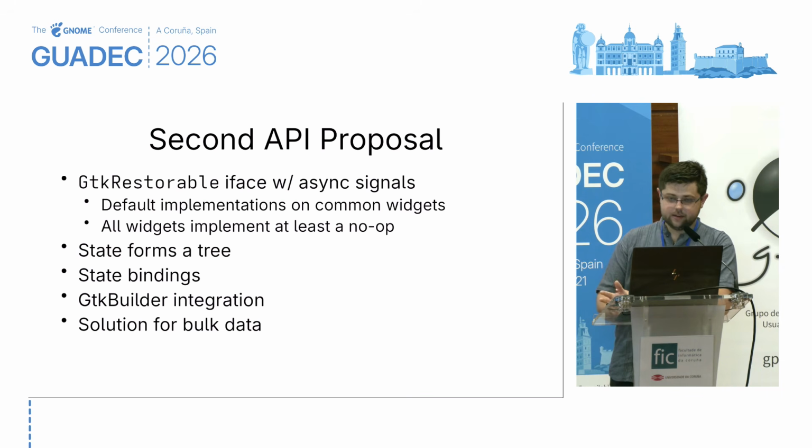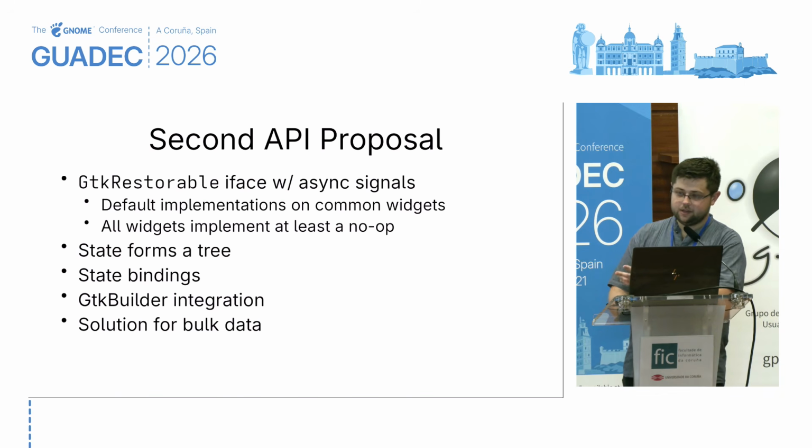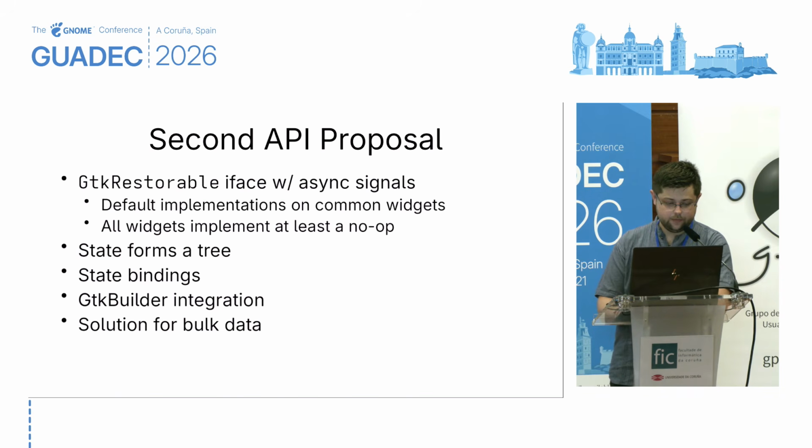We added bindings. So the idea is that you can take a GTK restorable and bind it into another one under some name, or you could bind a GObject property into some name inside of a GTK restorable. And so the idea is that that's a more declarable way to collect your state. And then we integrate it with GTK Builder so that you could do this completely declaratively in your UI definition file. And it came with the solution for bulk data as well.